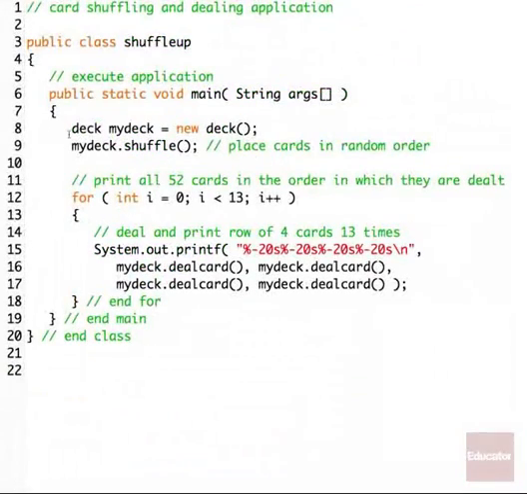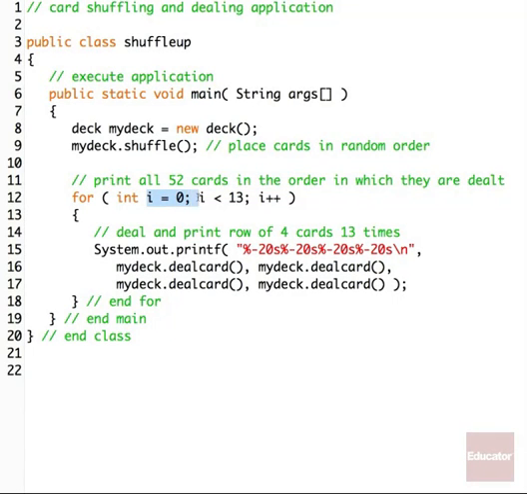All right, then the simple application to shuffle and deal these cards we call here shuffle up. And this is going to create a variable called myDeck, and this is going to create a new deck every time we run this shuffle program. We've already set up the program called shuffle in the previous file to place all those cards in a random order. And here we're going to set up a loop to print all of those 52 cards in the order that they were dealt in the previous program.